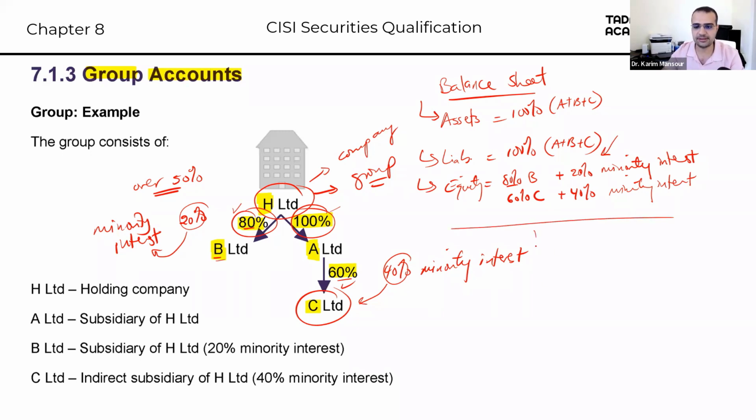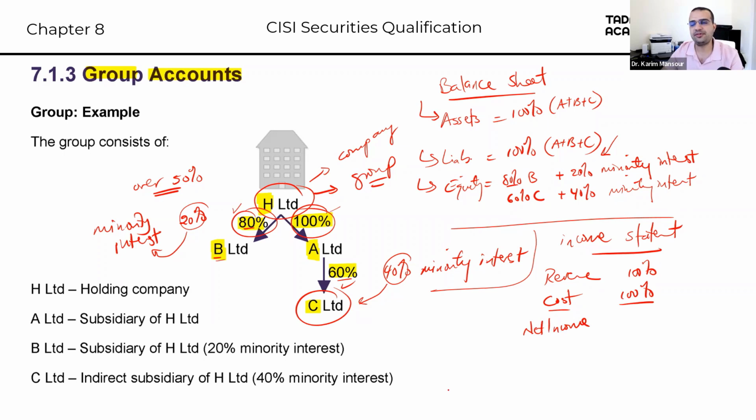When it comes to the income statement or the profit and loss statement, again, you account for all of the revenue in all of the companies that you have control over, and you account for all of the costs in all of the companies that you have control over. However, when it comes to the net income, or the net profit, or the profit after interest and tax, you need to split and basically account for the minority interest.